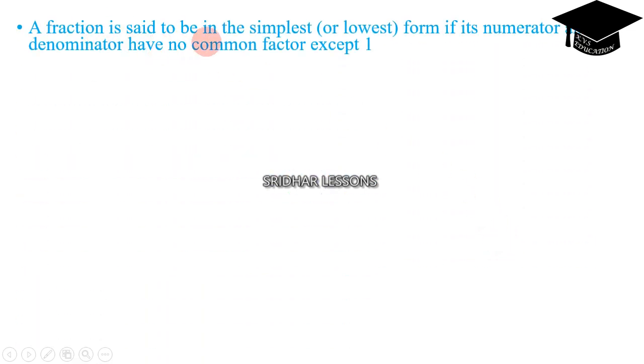A fraction is said to be in the simplest or lowest form if its numerator and denominator have no common factors except 1, because 1 is the common factor for every number. 1 is a factor for every number.